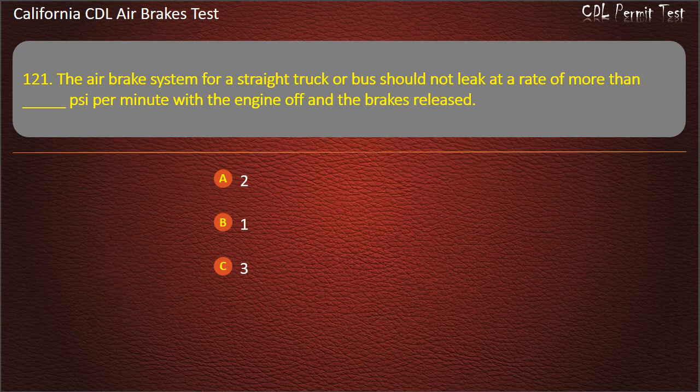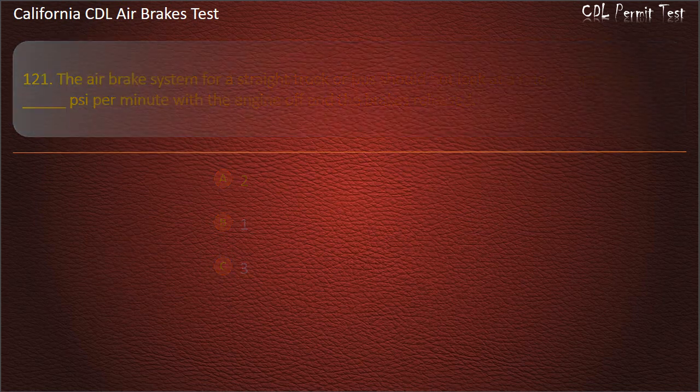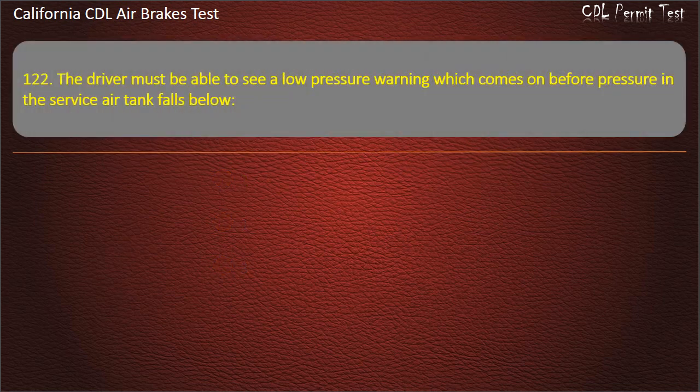Answer: 2. Question 122. The driver must be able to see a low pressure warning which comes on before pressure in the service air tank falls below 60 pounds per square inch, 80 pounds per square inch, or 100 pounds per square inch. Answer: 60 pounds per square inch.